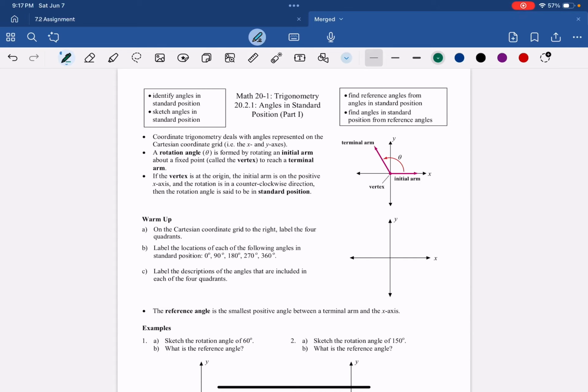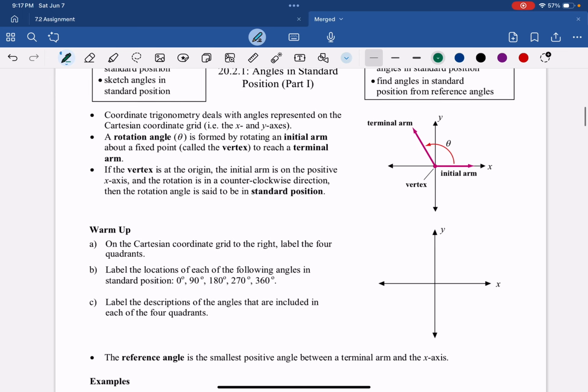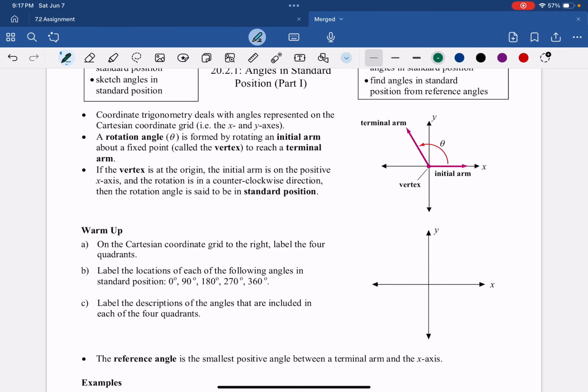Okay, so this is the first lesson in trigonometry. We're going to start by introducing coordinate trigonometry. So this starts by dealing with a coordinate plane, and we're looking at angles on this coordinate plane. If we have an angle, we always start from our x-axis, and this is the initial arm, and then our terminal arm is where the angle finishes. So we'd be looking for angle theta in between there.